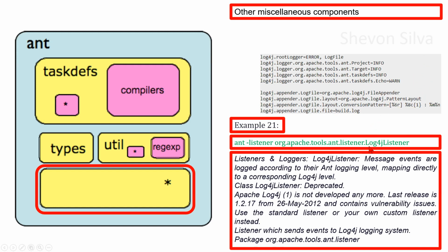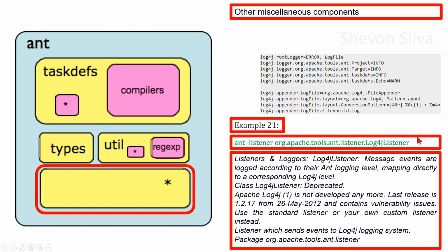All start events are logged as info. Finish events are either logged as info or error depending on whether the build failed during that stage. Message events are logged according to their Ant log level, mapping directly to a corresponding log4j level.